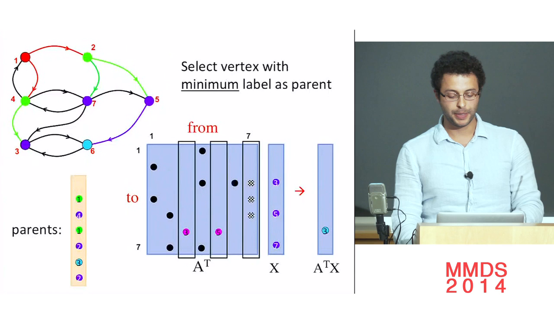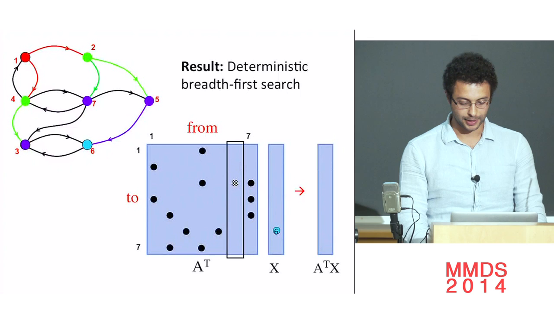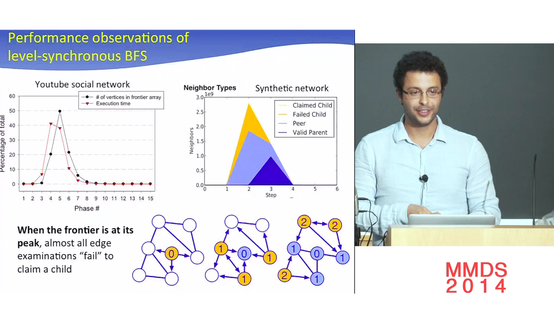And the only reason is because we made the addition operation minimum. We could have done it select randomly, and that would be a non-deterministic breadth-first search. Doesn't matter. You can choose maximum, that's still correct. So that is how it goes. But I'm not here to tell you what breadth-first search does. Here's a new algorithm. Before that, let's give a motivation about why we might need a new algorithm for breadth-first search, which is already a linear time algorithm.